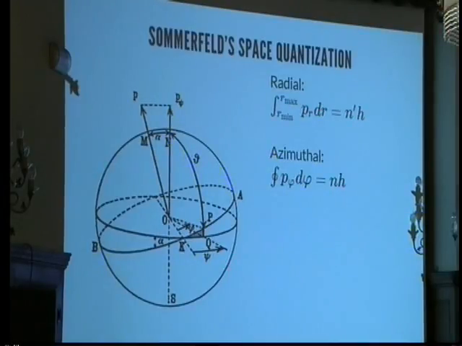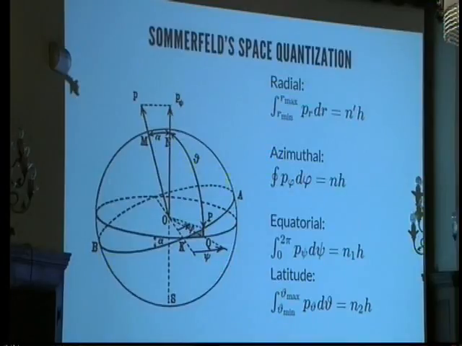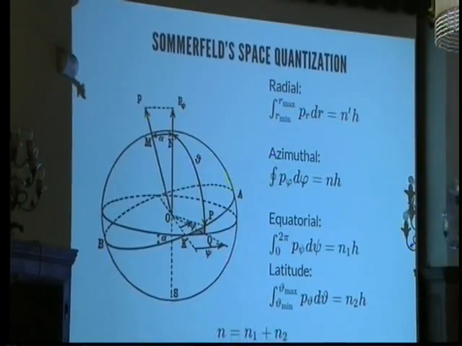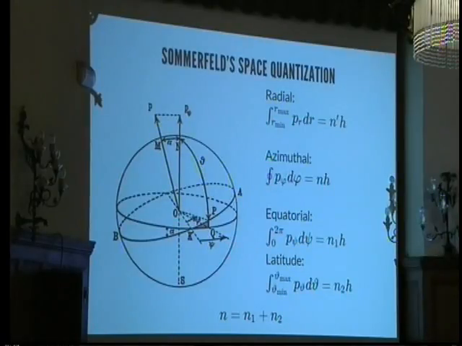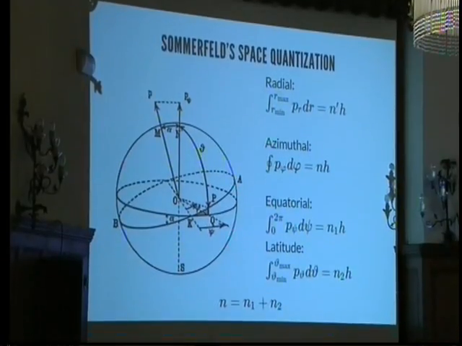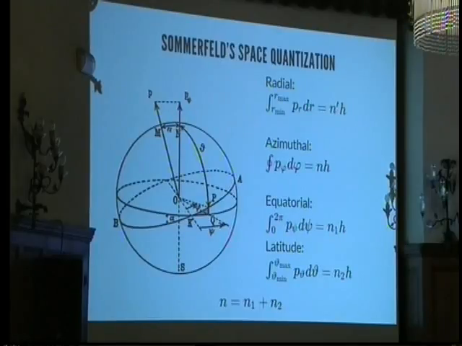So what before used to be the azimuthal quantum number is now divided into two numbers: one along the equator of the system defined by the external field, and another which could be a latitudinal quantum number. And of course, these latitudinal and equatorial quantum numbers add up to the azimuthal quantum number. Practically, what it means is that not all orientations are possible.